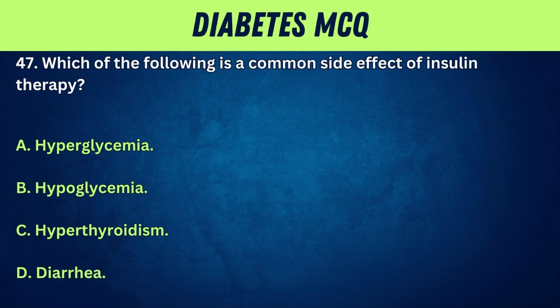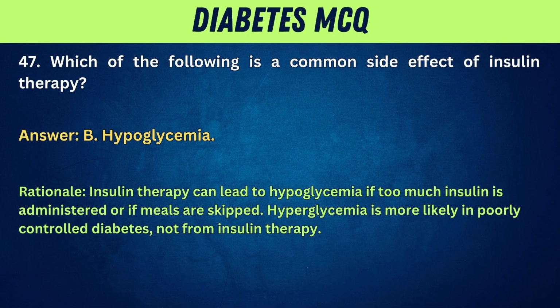47. Which of the following is a common side effect of insulin therapy? A. Hyperglycemia. B. Hypoglycemia. C. Hyperthyroidism. D. Diarrhea. Answer: B.